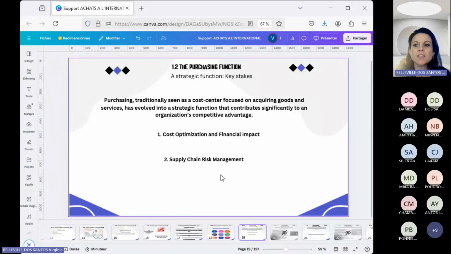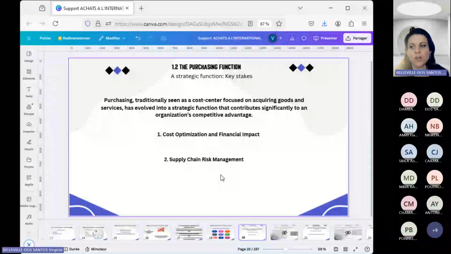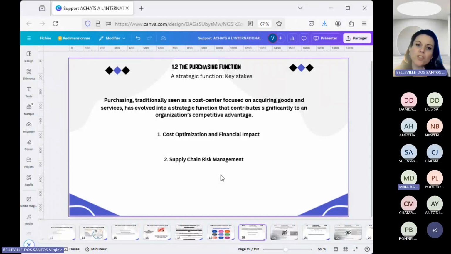The second point is market volatility. The strategies to manage price fluctuation, material shortages, or geopolitical uncertainties are integral to the purchasing function. And the third one is the compliance risk. Adherence to environmental, legal, and ethical standards protects the company from reputational and regulatory risk.